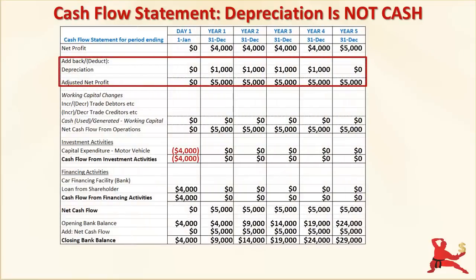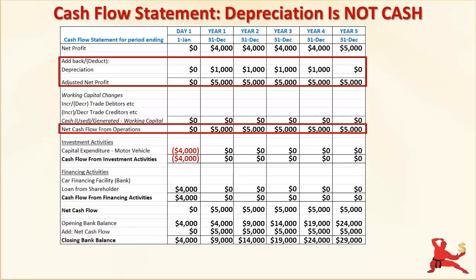Depreciation is not a cash expense. That's why it's added back to net profit in the cash flow statement. We are assuming that all other income and expense items are on a cash basis for the purposes of this exercise, so there are no working capital items. You can see that the cash flow from operating activities is still $5,000 in year 5 when there's no depreciation.